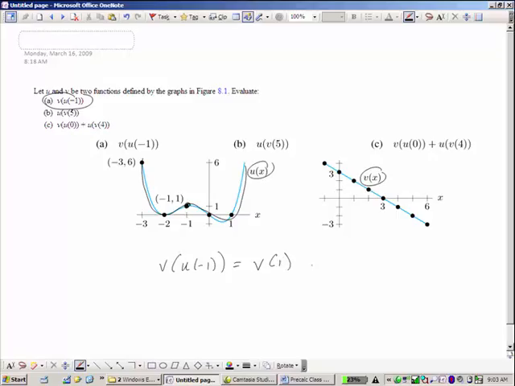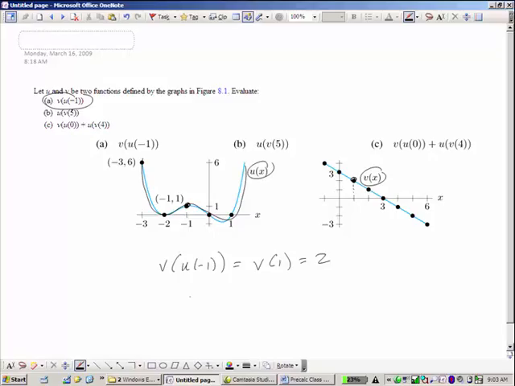Good. Now to follow up on that, to find V of 1, it's 2. Yep. V of 1 on this graph is the value of 2. Is that okay? All right.